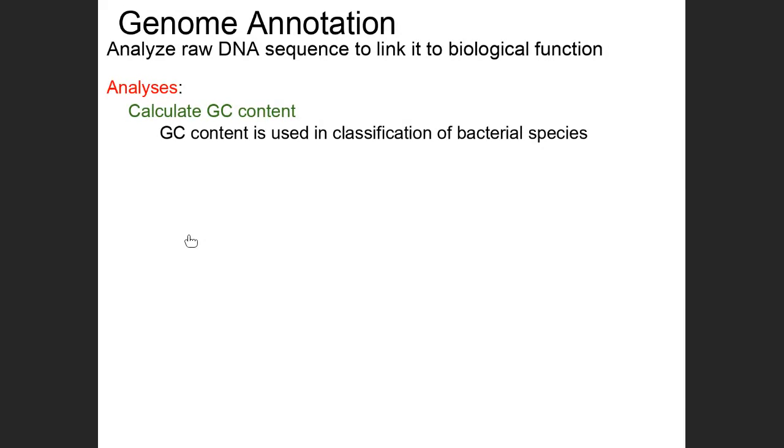So here's a slide that is basically what kinds of things people do when they're doing genome annotation. They might calculate the GC content. So you have the whole, or some part at least of the genome, and then you're saying what percentage of the genome is composed of GC. And you might wonder, why is that even important? Because that's how people classify bacterial species.